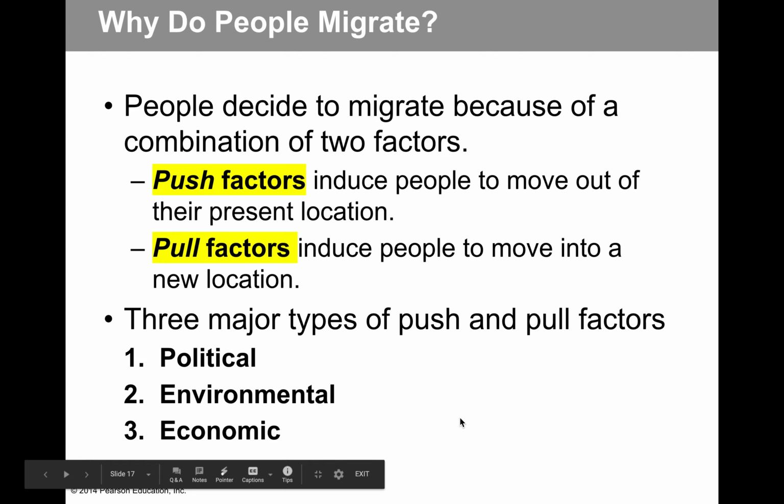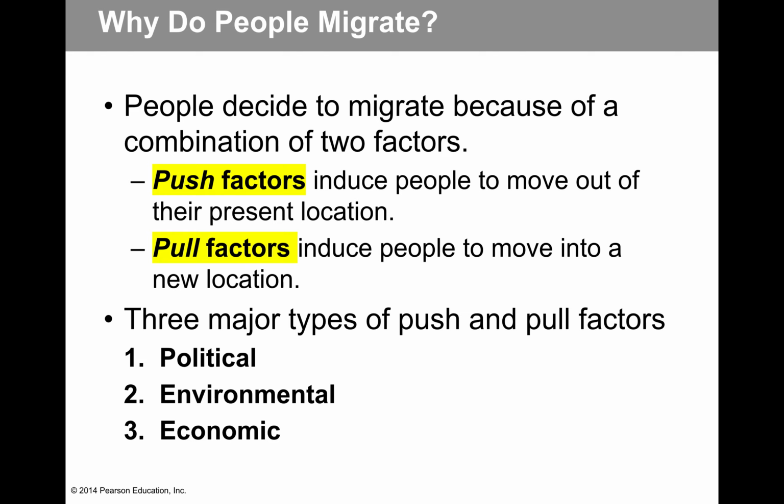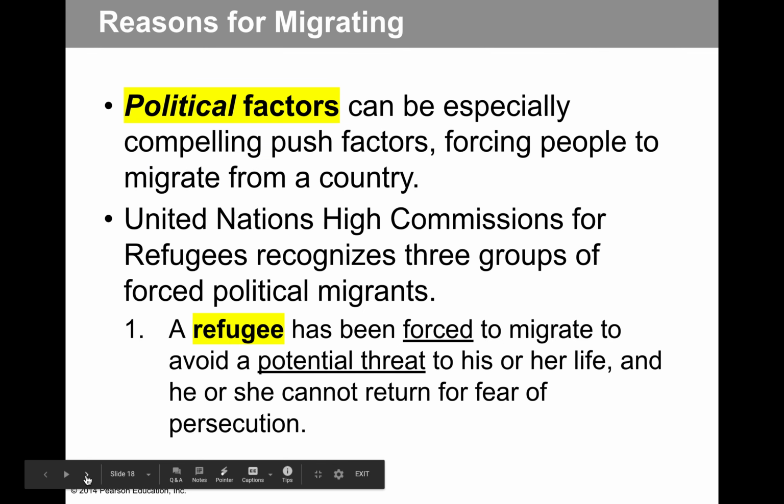All right, factors for migration. There are push factors, which tell us why people emigrate, and there are pull factors, which tell us why people immigrate. There are 3 major push and pull factors. The first is political, the second is environmental, and the third is economic.